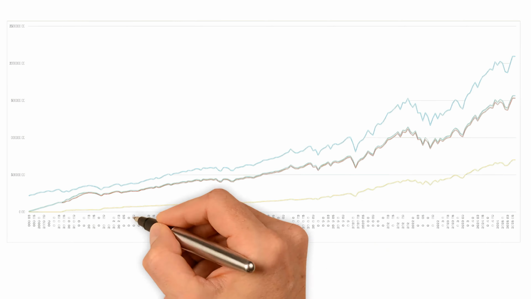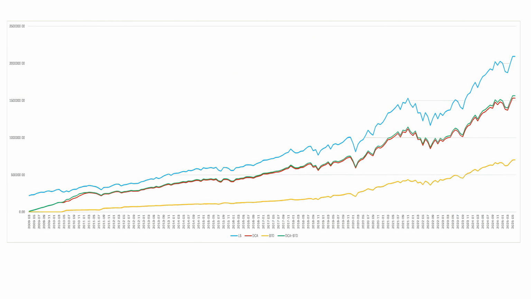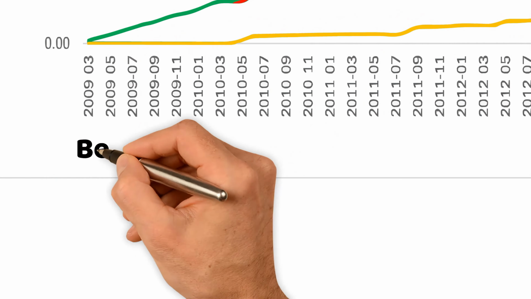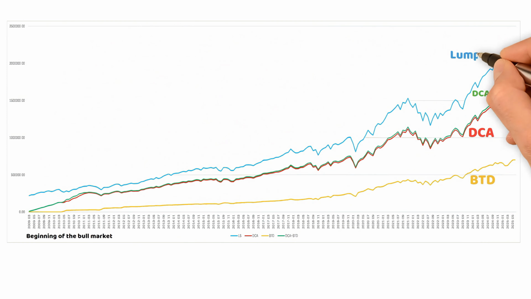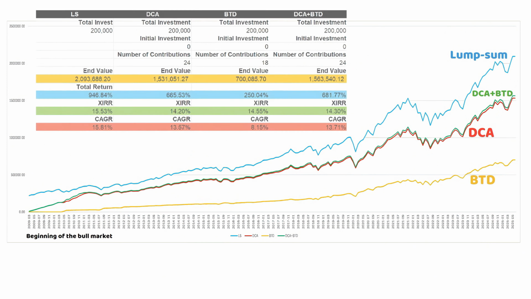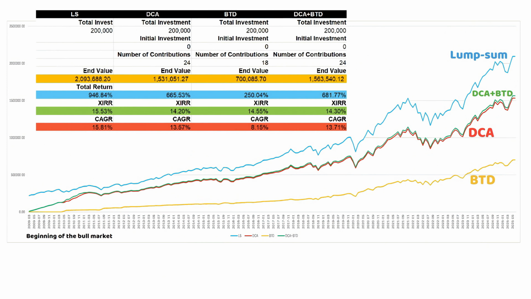Let's look at another scenario. Suppose the initial investment starts in March 2009, right at the beginning of the bull market, while keeping all other conditions the same. In this case, it's clear that LS has an overwhelming advantage over the other three strategies. The reason is simple. During a bull market, a lump sum investment captures the full upside, whereas phased investments incur opportunity costs. This is also reflected in the end value.